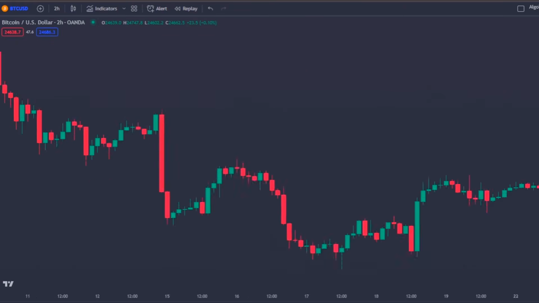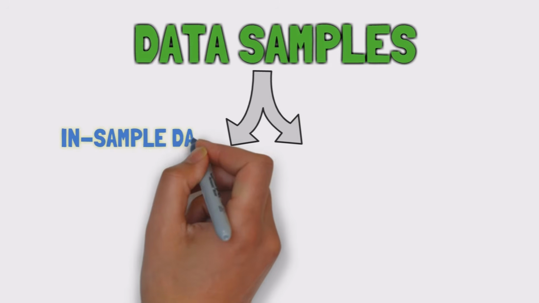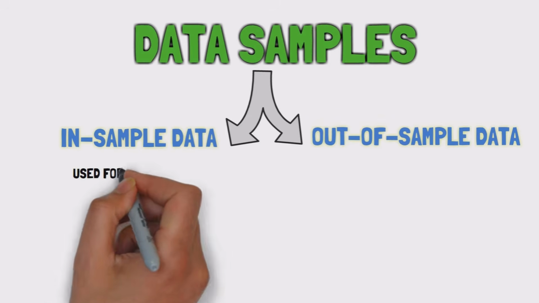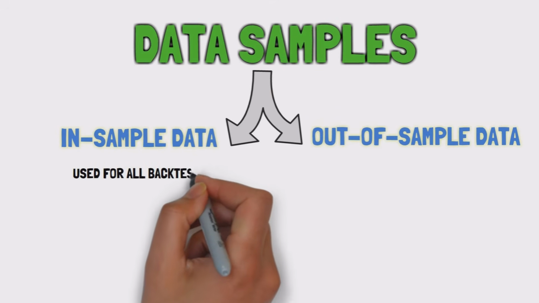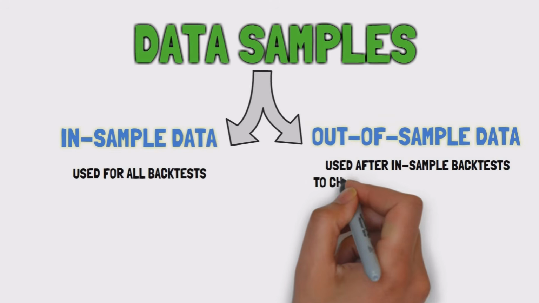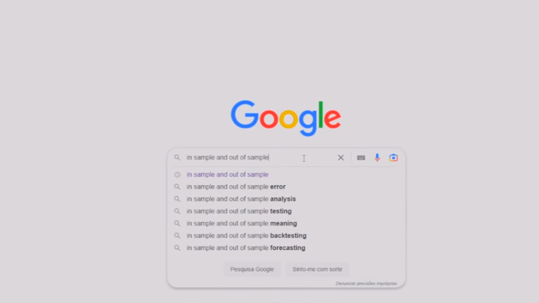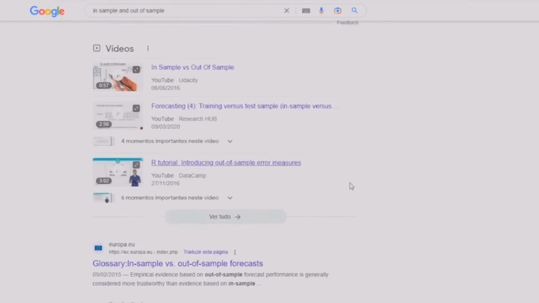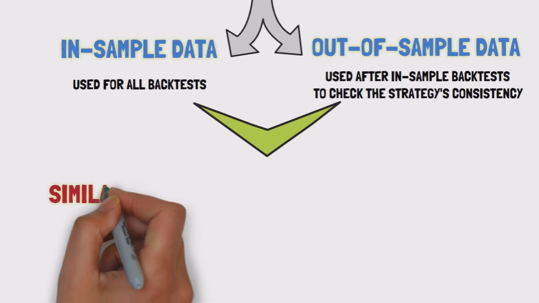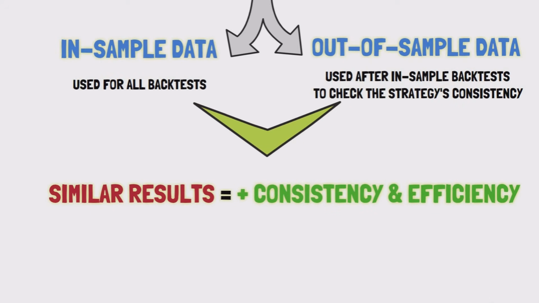Once you know how far you have data, you must define two types of samples, the in-sample data and the out-of-sample data. The in-sample data will be used for all backtest stages for the creation of the strategy, while the out-of-sample data will be used only at the end of each phase to check the consistency of the strategy. I won't say much more about this topic because you can find a lot of information about it on Google. What you need to know is that the more similar the results of each sample are, the better the consistency and efficiency of the strategy are.